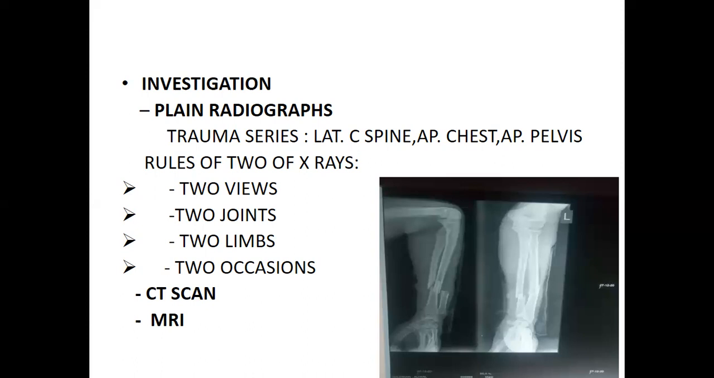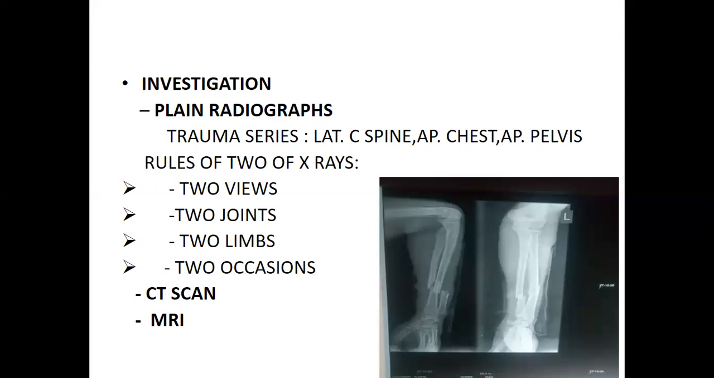Then it must show two joints, the joint below that fracture and the joint above the fracture. If you look at the x-ray we put there, it's an adequate x-ray because the radius as well as the ulnar shaft has been fractured, and we can see the joint above as well as the joint below. And there are two x-rays. We have an AP x-ray and we also have the lateral one. The lateral one is marked L by the topmost corner of it.